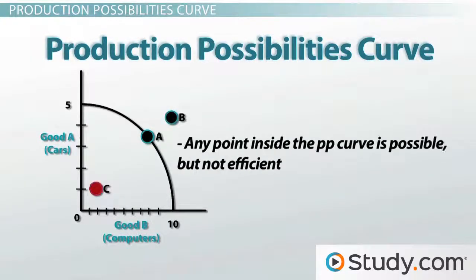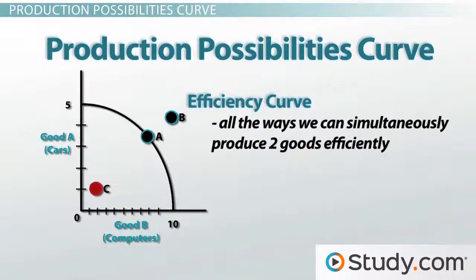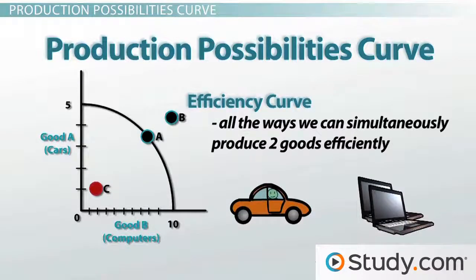The other fact we know is that any point inside the production possibility curve is possible, but it's not efficient. The curve itself is an efficiency curve, which means it's showing us all the ways we can simultaneously produce two goods efficiently. That means any point that's inside the curve is not using all of our resources. So if we chose to produce one car and two computers, then we're producing less than our capacity. We have the resources to produce more stuff, but we chose not to.